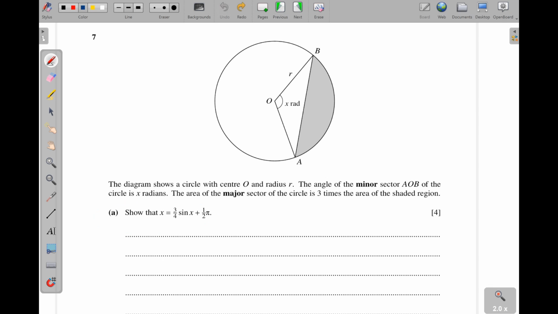Now this one looks like circular measure, which you did in paper 1, but some people think that it doesn't come back in paper 2. Now it is, in paper 3, it is here. So we just need to use what they have given us.